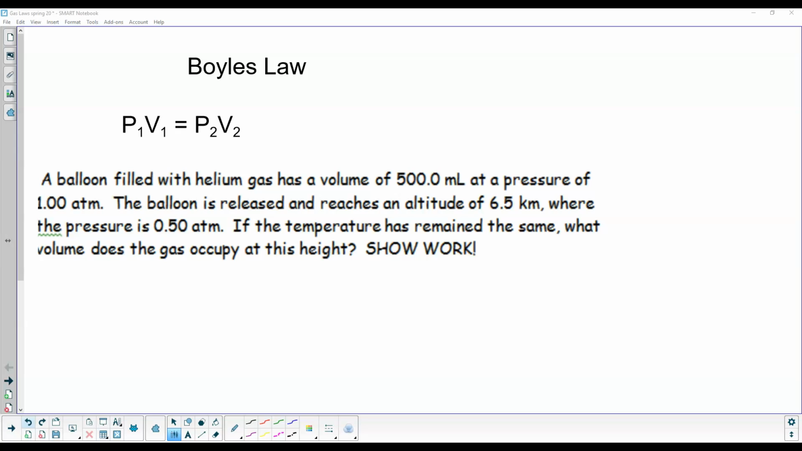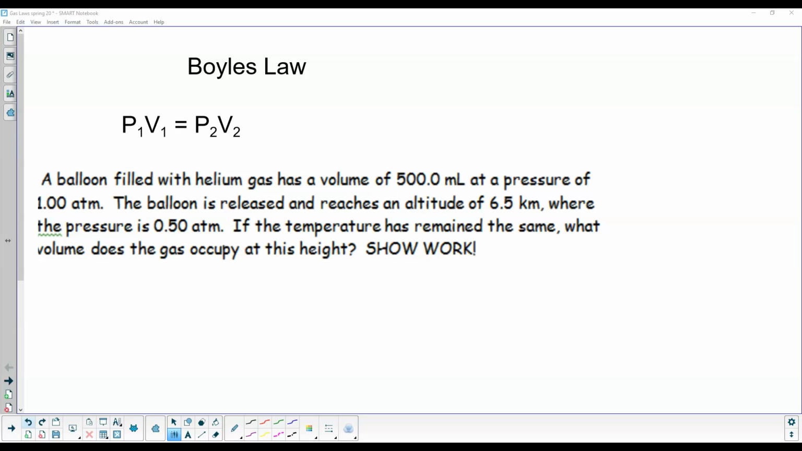Okay, so this first one is Boyle's Law. Boyle's Law is simply stated as P1 V1 equals P2 V2, meaning the initial pressure times the initial volume is equal to the final pressure times the final volume. That makes these inversely proportionate. As one thing gets bigger, the other thing gets smaller. Easiest way I can explain this.